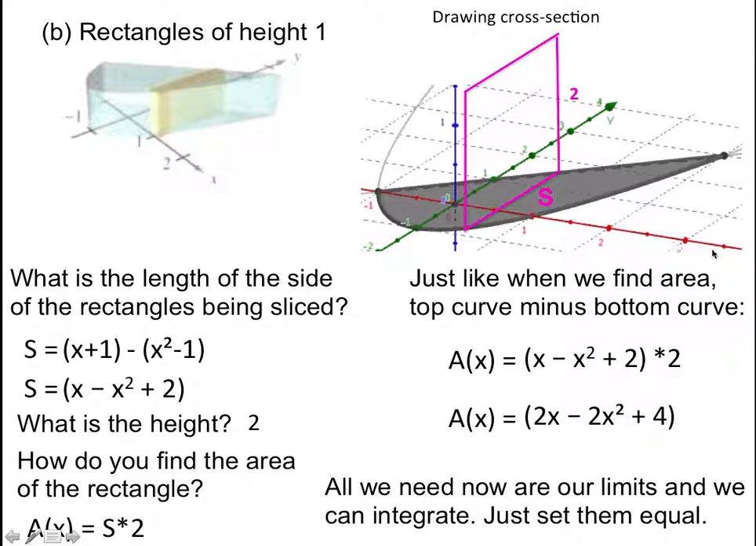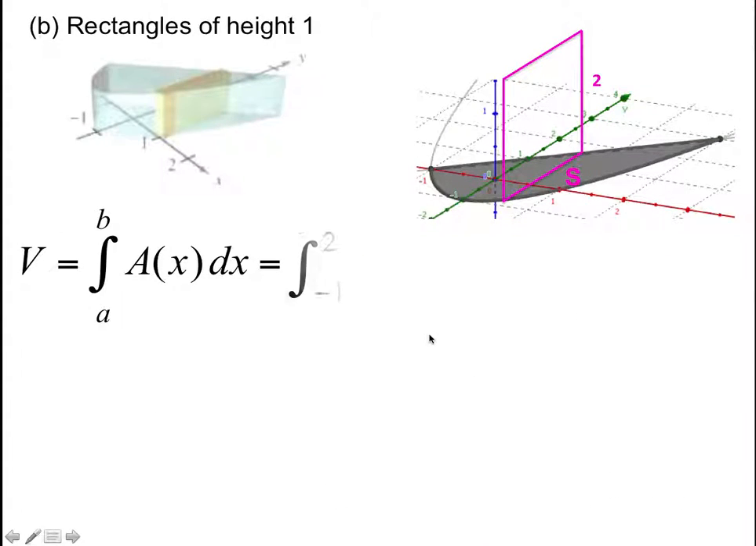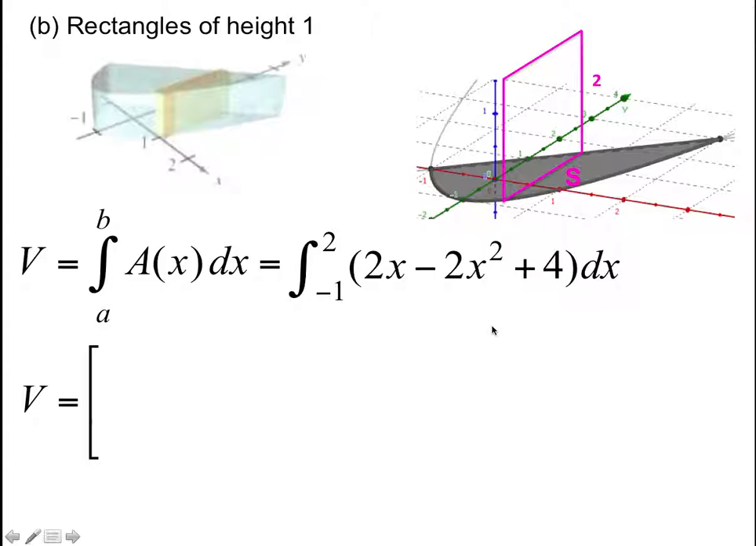So the limits are the same. It's going to go from -1 to 2. And here's my new area function, and this we can integrate by hand. So we've got 2 times an antiderivative of x, which is x squared over 2, minus 2 times an antiderivative of x squared, which is x cubed over 3, plus 4x.